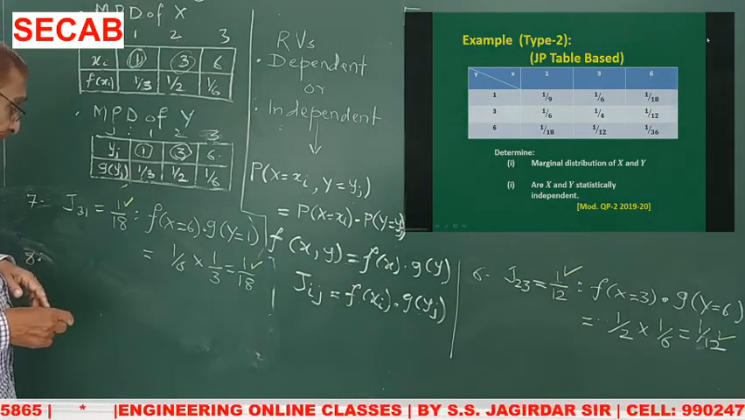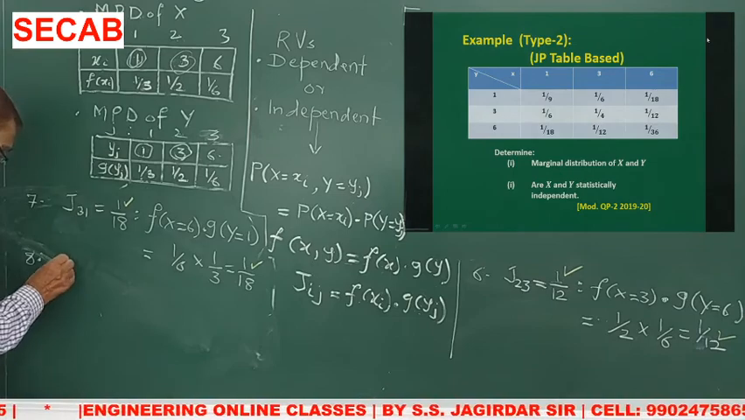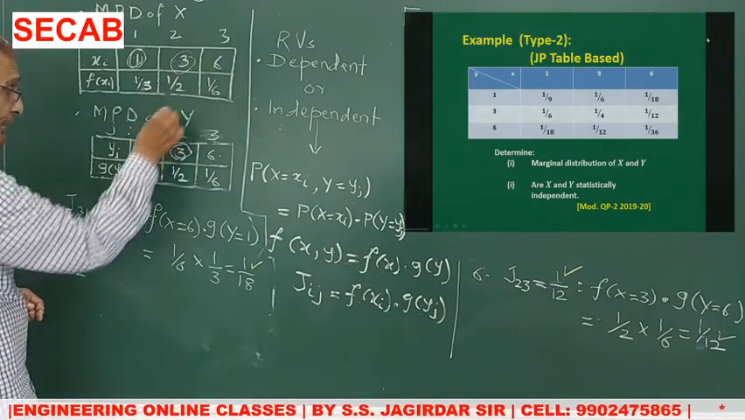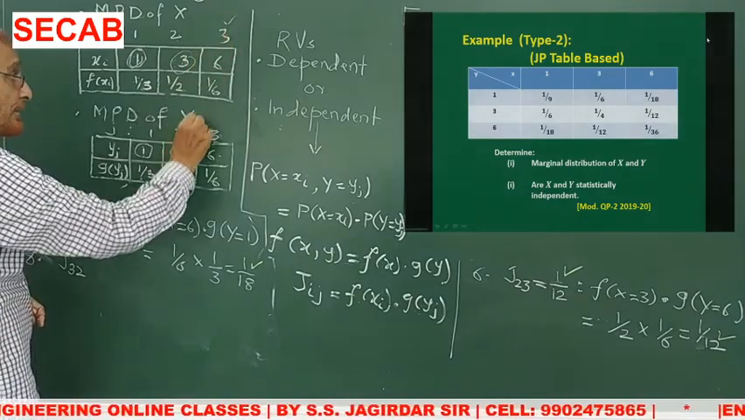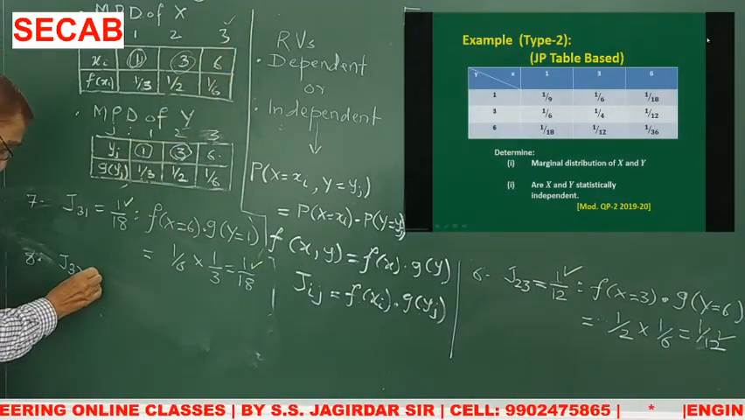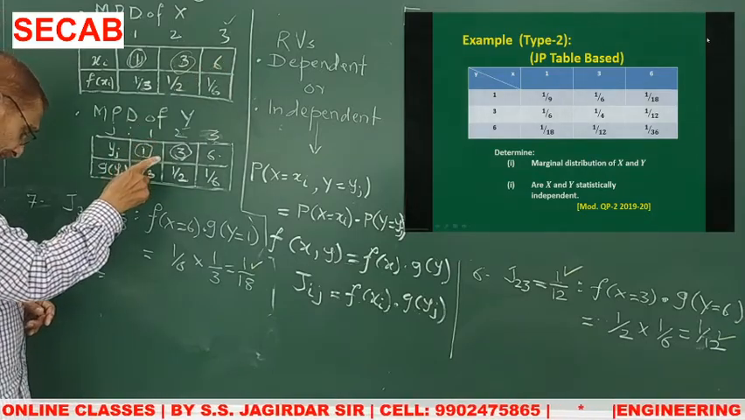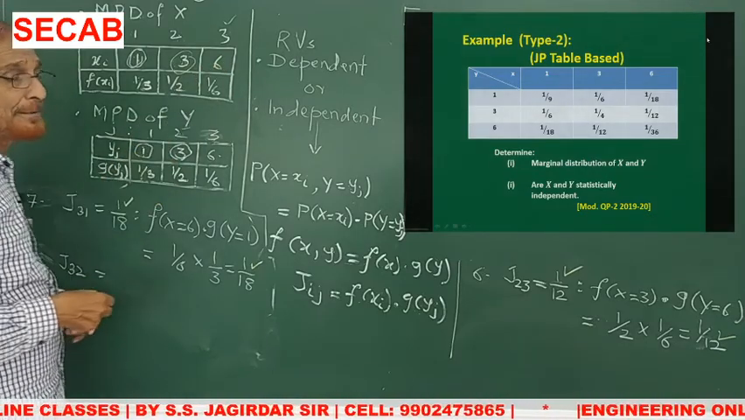Yes, in 8 we will go for J3 1, which we have taken. Now J3 2. That means J3 2. See, this is 3, this is 2. Against 3, what is the value of J3 2? 3 means 6 and 2 means 3. 6, 3.